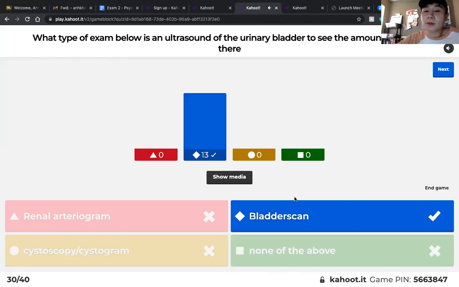Awesome. So please remember, bladder scan is the least invasive procedure and should be done first before any other diagnostic, to see if the patient is retaining urine in the bladder.